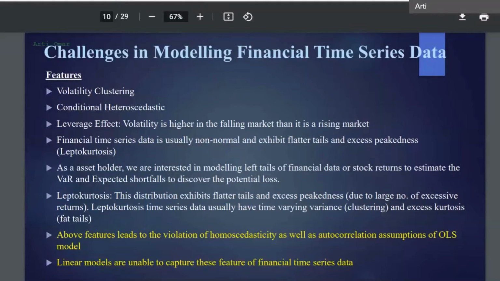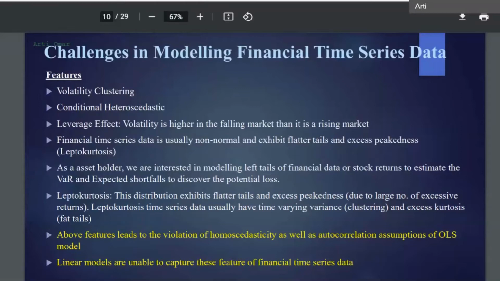Then there's something called the leverage effect. What is the leverage effect? Basically, we say that when the market is falling, we find that there is high volatility at that time, compared to when the market is rising. A falling market is more volatile in comparison to a rising market. So that's called the leverage effect.